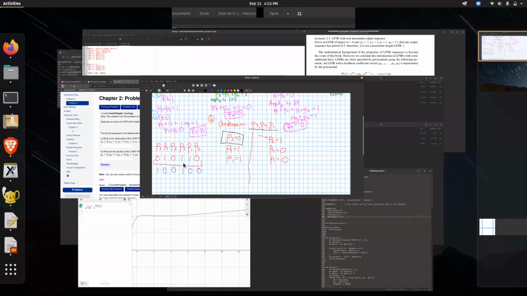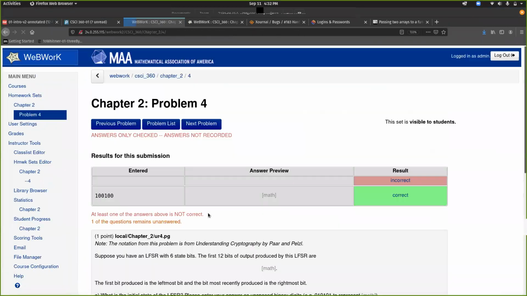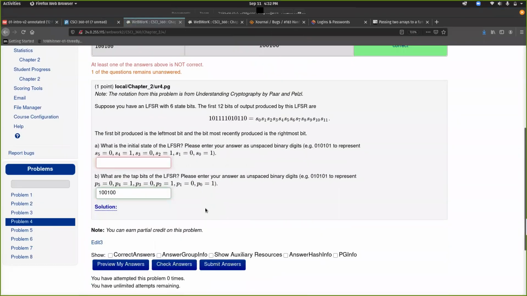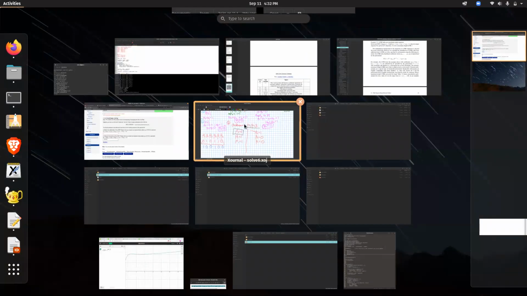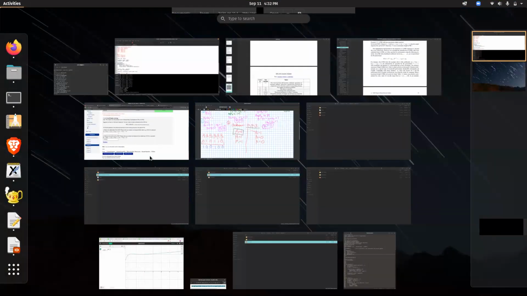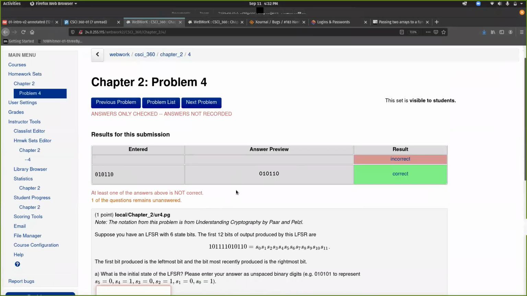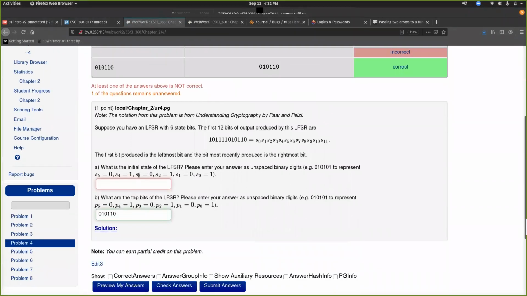If I type either one of those into here, let's just try 1, 0, 0, 1, 0, 0. That works, and what was the other solution? The other solution was 0, 1, 0, 1, 1, 0. Okay, so both of those work.